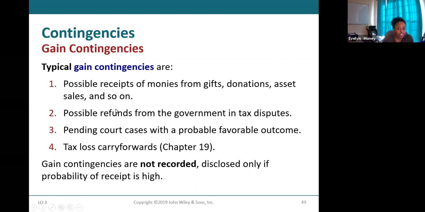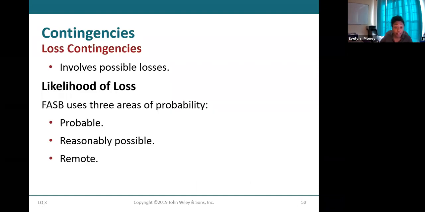These items aren't recorded. They're good to know about. We disclose them only if there's a high probability that we're going to get these things, but we need to be conservative. So for gain contingencies, they're never recorded. On the flip side of that, loss contingencies in many situations are estimated and recorded. To determine what is actually estimated and recorded, we use 3 areas of probability: probable, reasonably possible, and remote.